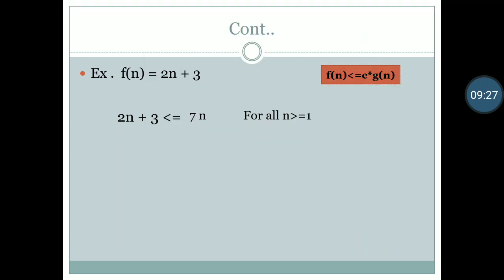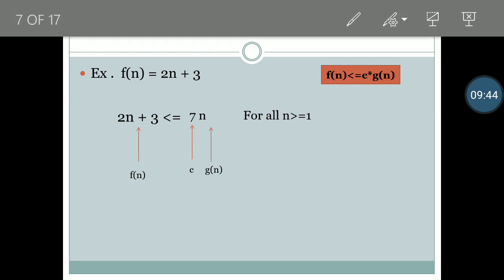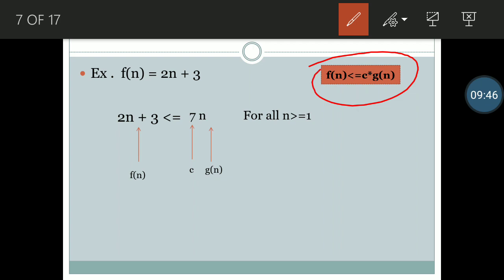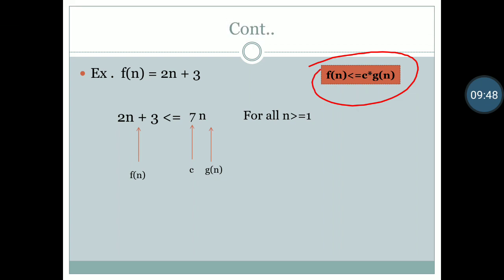So again here, this 2n plus 3 is our f(n), 7 is our c, and n is our g(n). So as this statement suggests, we can write our f(n) is equal to big O of n order.